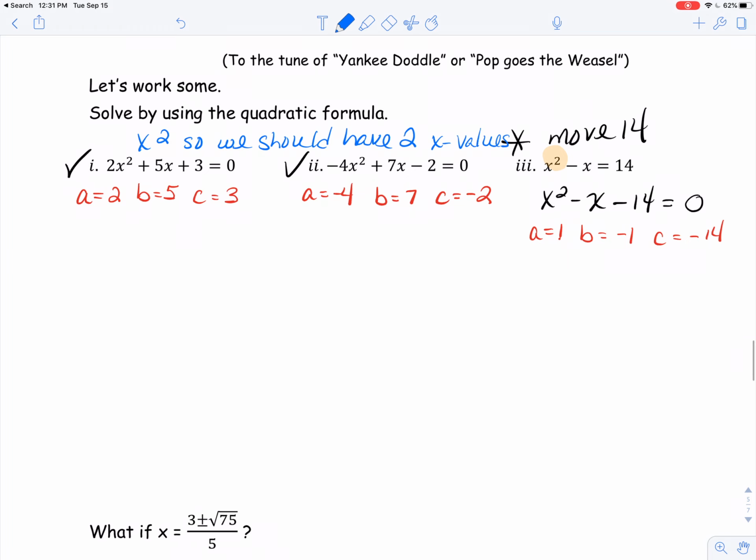Okay, I'm going to start plugging it in. Negative b, so that's the opposite of whatever your sign currently is. Plus or minus, that plus or minus is what's going to turn it from one answer into two answers. Alright, so b squared minus 4 times a times c, all of that over 2 times the a value. So that's me plugging it in.